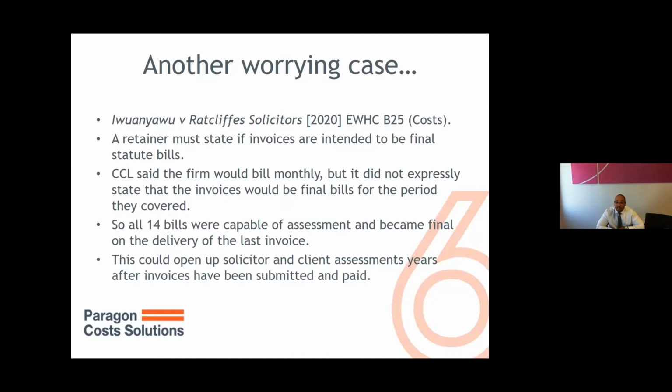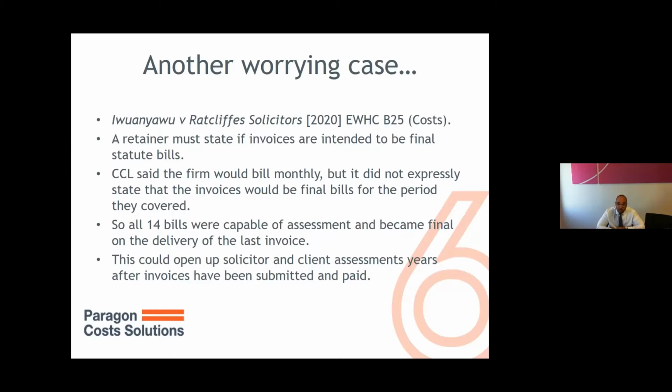The client care letter in this particular case said the firm would bill monthly, the usual provisions you have to pay, etc., but didn't expressly state that the invoices would be final bills for the period they covered. So all 14 bills that the solicitors had rendered to their client during the course of these proceedings were capable of assessment, and they only became statute bills when the final bill was delivered, what's known as a Chamberlain bill. And therefore the client had a right to challenge every invoice.